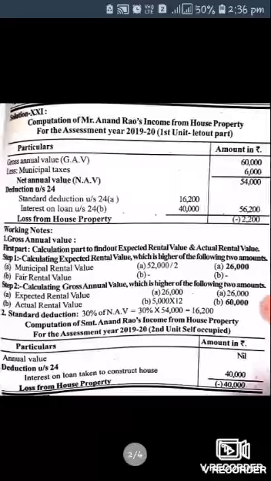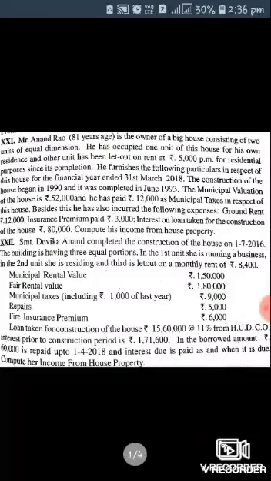Now let's see another example. Srimati Devika Anand completed the construction of the house on 1/7/2016. The building has 3 equal portions. In the first unit she is running a business, in the second unit she is residing, and the third is let out on a monthly rent of 8,400. The municipal rental value is 1,50,000. The fair rental value is 1,80,000. Municipal taxes are 9,000, including last year's. She made repairs to the building of 5,000, and the fire insurance premium is 6,000.